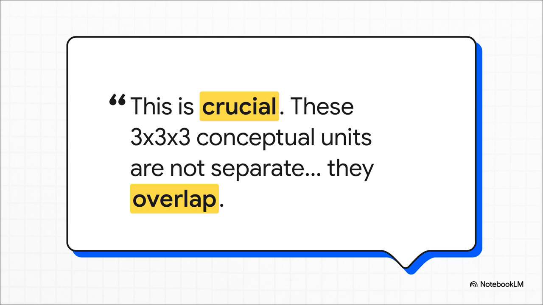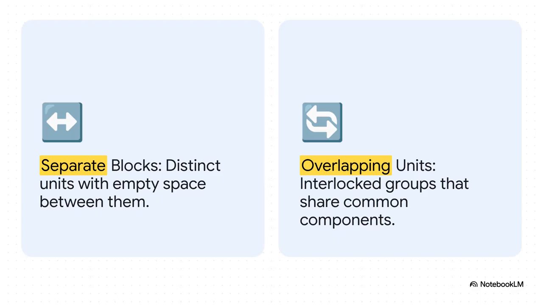These 3 by 3 by 3 conceptual units are not neat little boxes sitting side by side. They actually share pieces. They overlap. Yeah. So thinking of them as separate blocks on the left, that's the wrong way to see it. The reality is what you see on the right. They're interlocked. And that is the magic key. It means a single microcube can belong to multiple conceptual units at the very same time. And that creates a much richer, way more connected data structure.